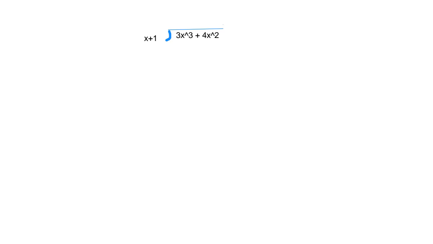Okay, so we call this method long division. So the dividend, we put it inside this sign. This sign looks like a square root sign. It's long division sign. The numerator or the dividend, we put it inside. The divisor or the denominator, we put it outside.